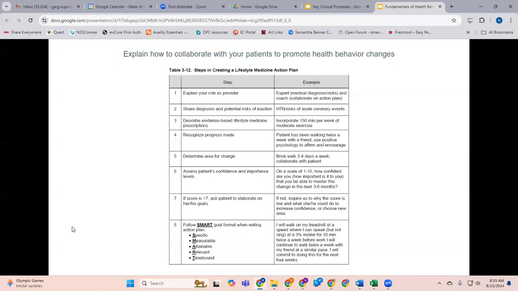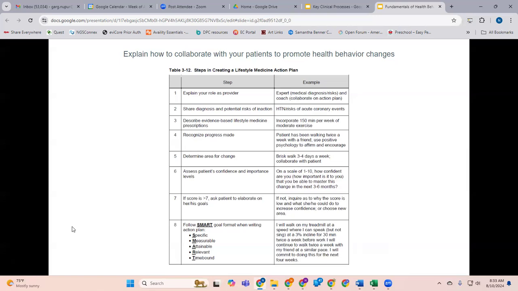And then you want to recognize any of their progress and use positive psychology to affirm and encourage. Again, we'll talk about that later. And then determine the area for change. So maybe we can make it a brisk walk now, and maybe you could do it 3 to 4 days a week. And assess patients' confidence and importance levels. So again, is that possible? How confident do you feel? How important is it to you right now?